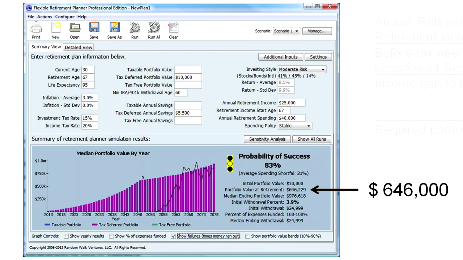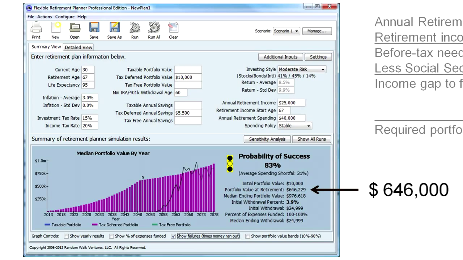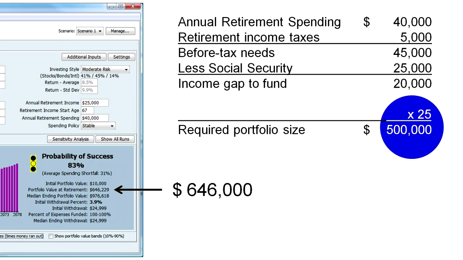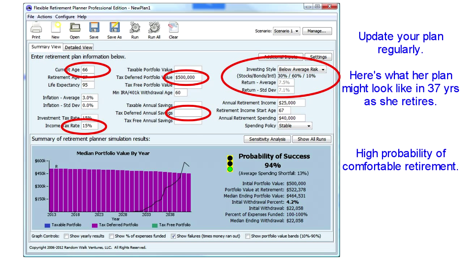With this savings rate, any of these strategies have a good chance of achieving another popular rule of thumb, to save 25 times your annual need before taxes to support 30 years of retirement. You might also know this as the 4% safe withdrawal rate. Here's her probability of success if she achieves that goal when she retires, with high-quality bonds making her risk below average and slightly lower income taxes.